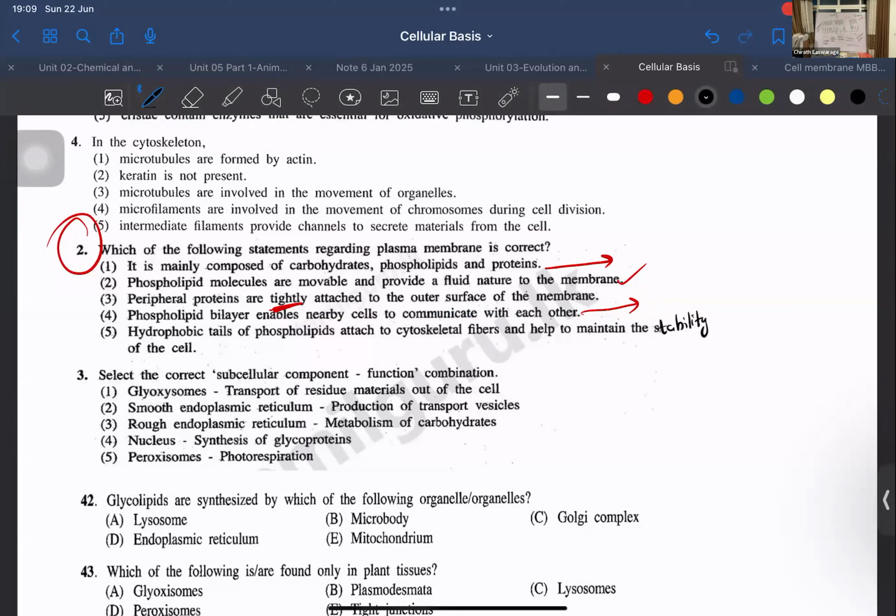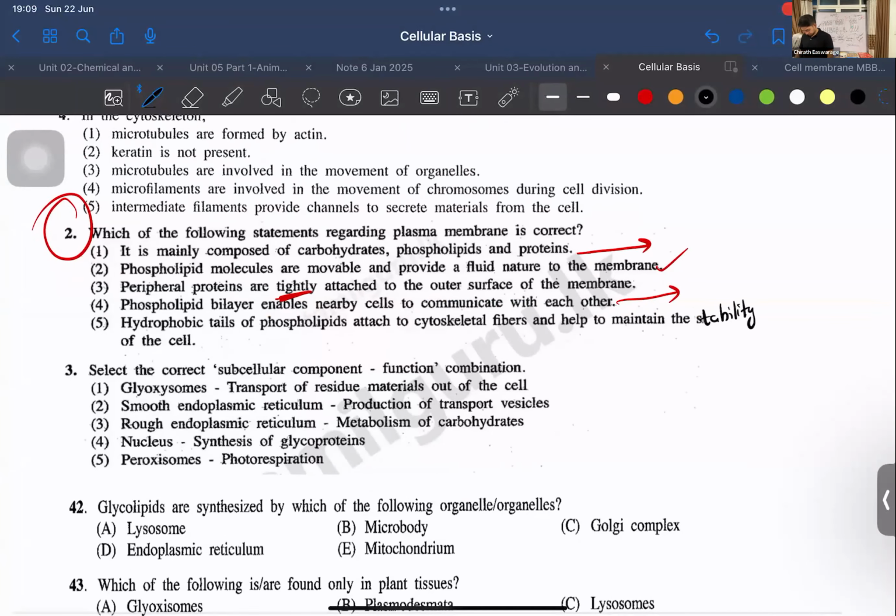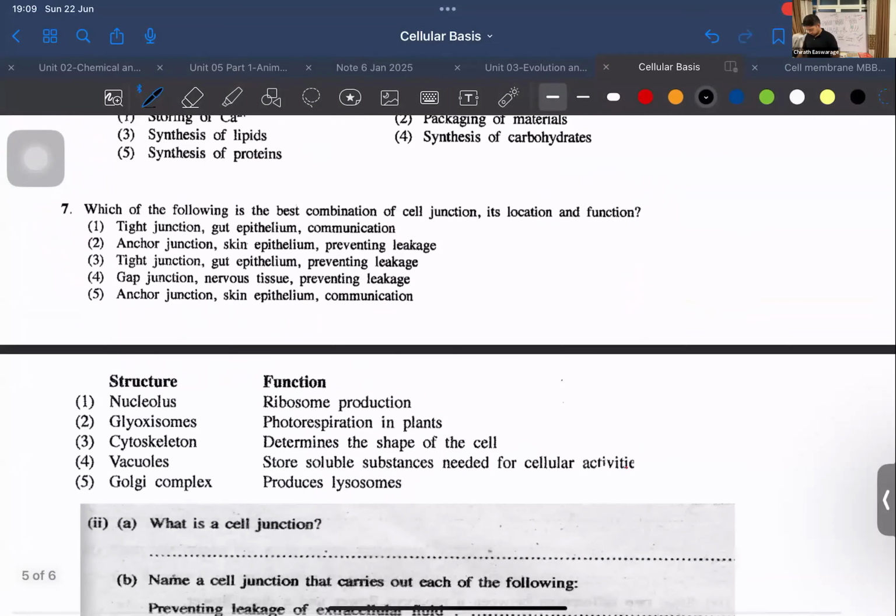Anyhow, cytoskeletal elements and phospholipids have no interaction at all. So it's a good question, right?